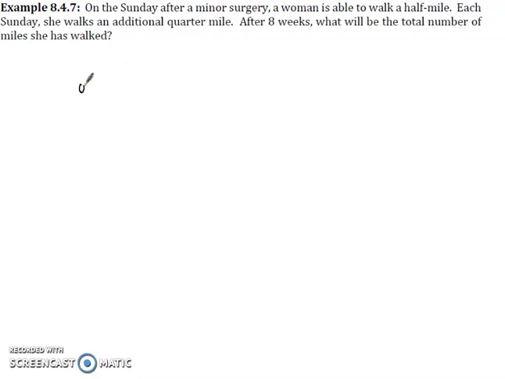So our first Sunday she walks 0.5 miles, and then every Sunday after that we are adding on a quarter mile. So then we've got 0.75, then we have 1 mile, 1.25, and so on. If we write this using summation notation, we would start at the first Sunday and end at the 8th Sunday. We are starting at 0.5 miles and adding on 0.25 to every Sunday except for the first one.